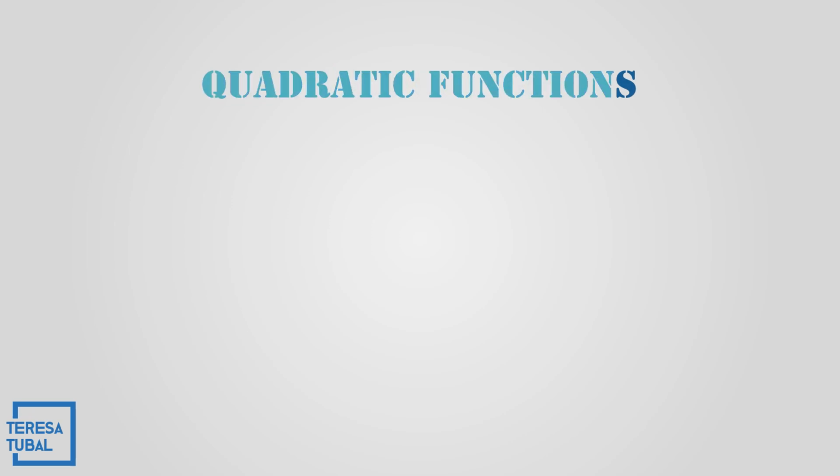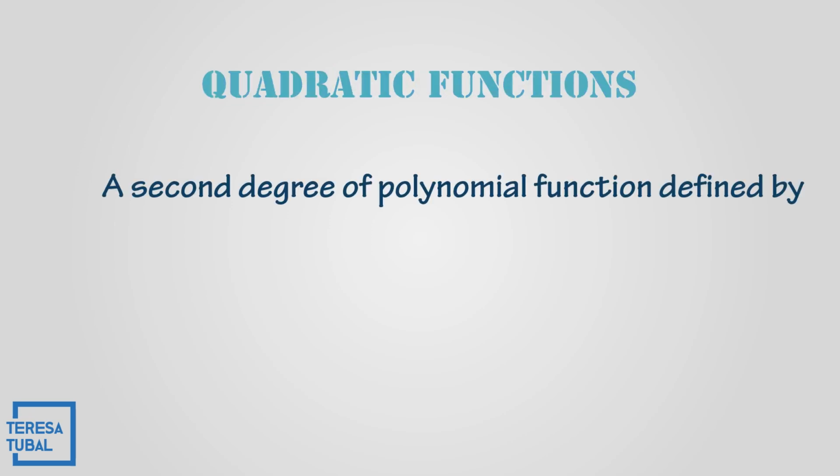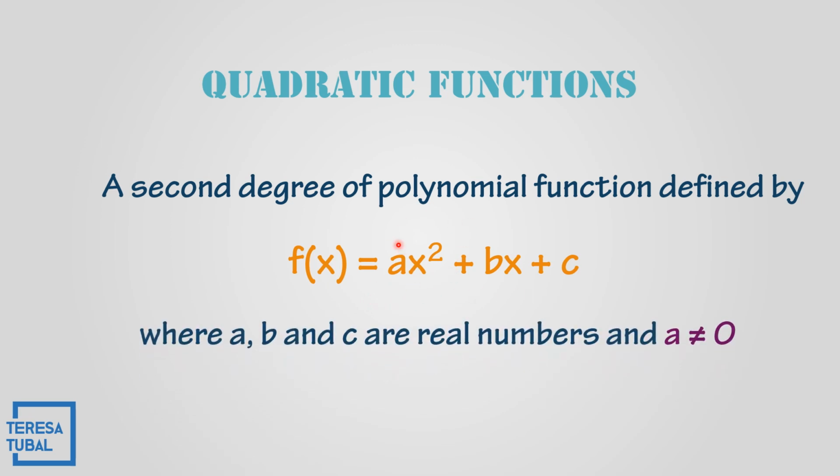How about quadratic functions? Quadratic functions are second degree polynomial functions defined by f of x equals ax squared plus bx plus c, where a, b, and c are real numbers and a should not be equal to 0. If the value of a equals 0, this is not a quadratic function but a linear function.